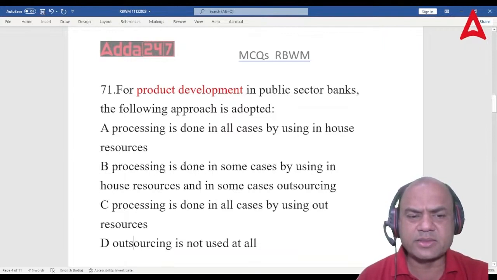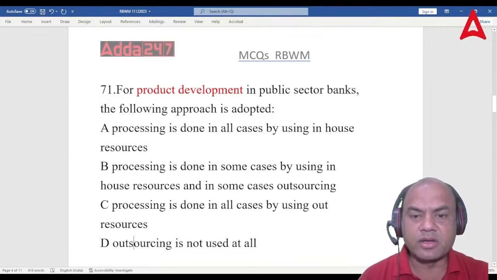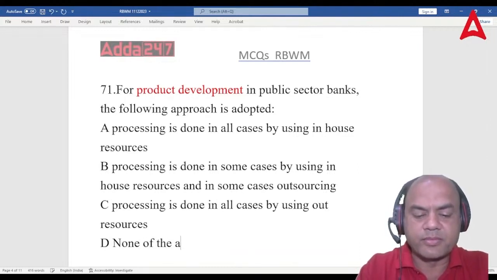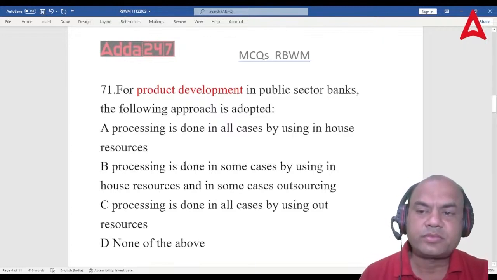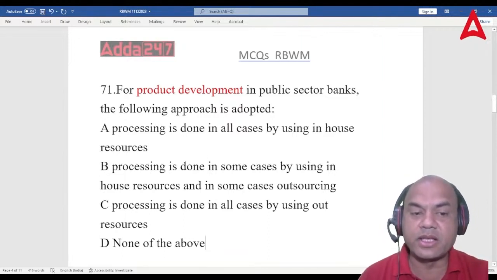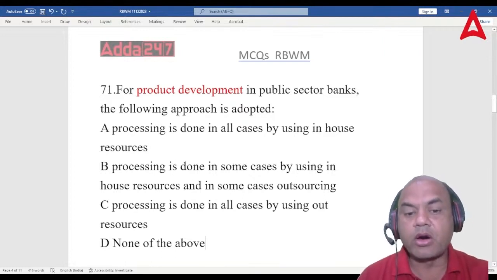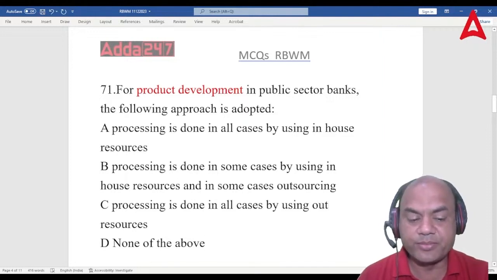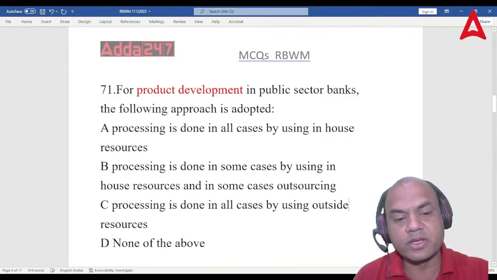So A and D are similar answers. All given by in-house resources, yeah. We'll change this because A and D seem to be same. So product development in public sector banks, the following approach is adopted. Processing is done in all cases by using in-house, so completely in-house, or partial in-house, partial outsourcing, or processing is done in all cases by using outside resources. Out means outside resources.